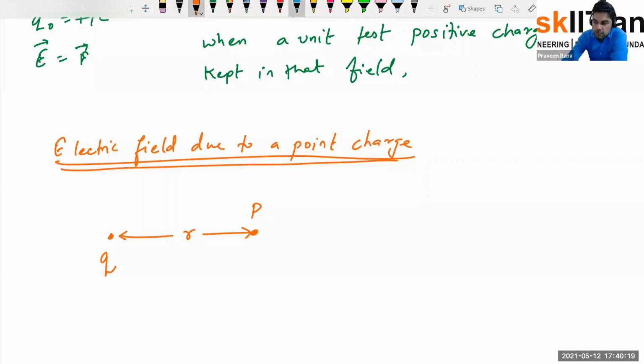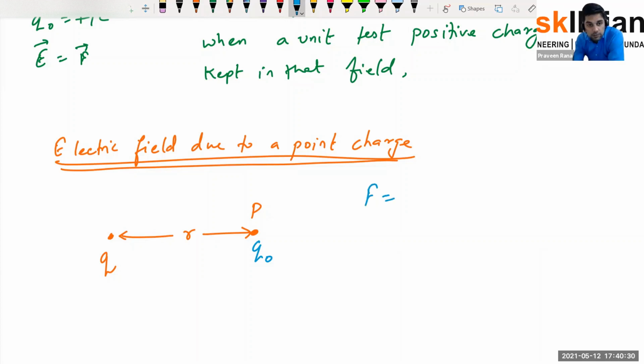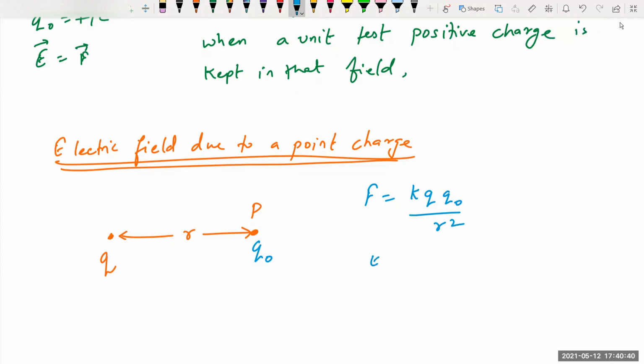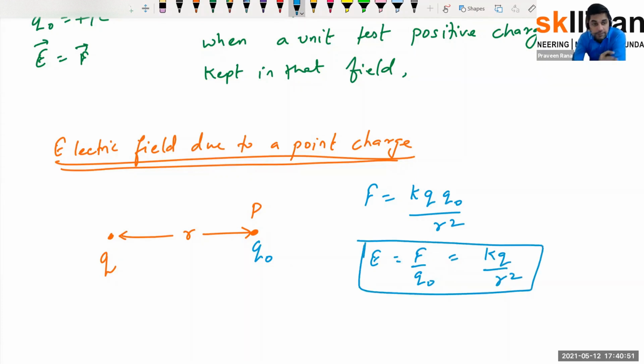You might have already studied Coulomb's law. Let's say here at P point, I have placed a charge Q naught. What do you think will be the force between these two charges? k Q1 Q2 over the distance squared. So now I can say electric field is defined as force per unit test charge. Divide this force by Q naught and you will get KQ over R square. That's the value of electric field, right?